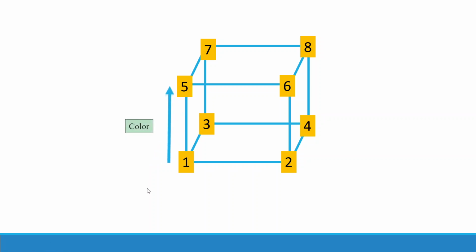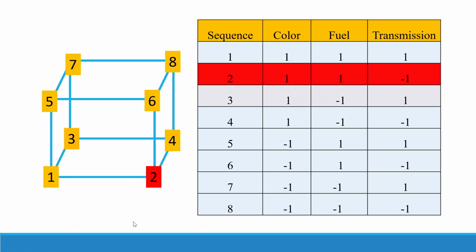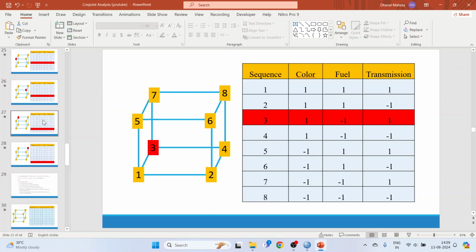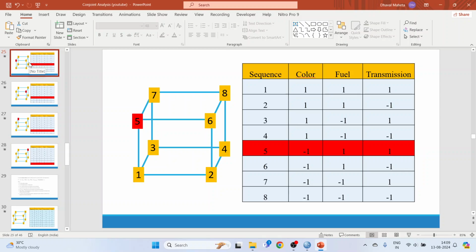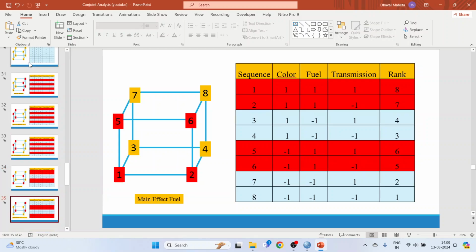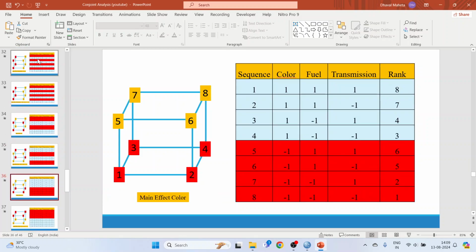Now I want to capture the effect of color. What will be the design? Can you guess? 1, 2, 3, 4 is one set. Second is 5, 6, 7, 8. Okay, let's go back to this. So we have seen the effect of transmission and fuel. Now let's see the effect of color.